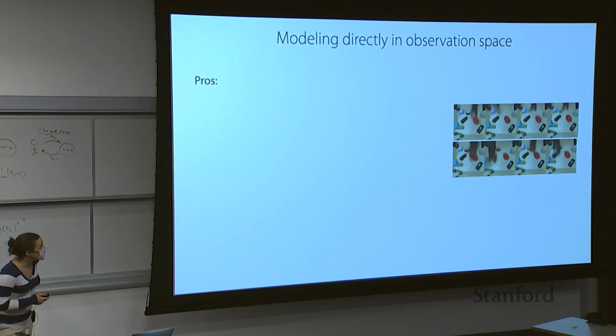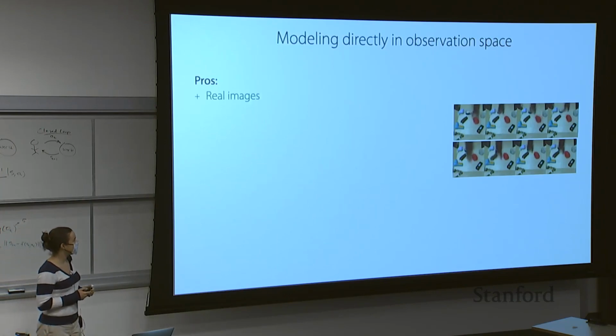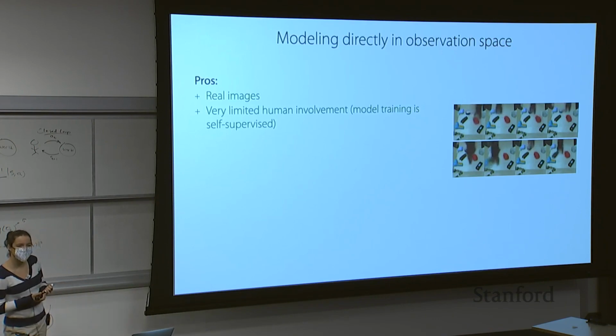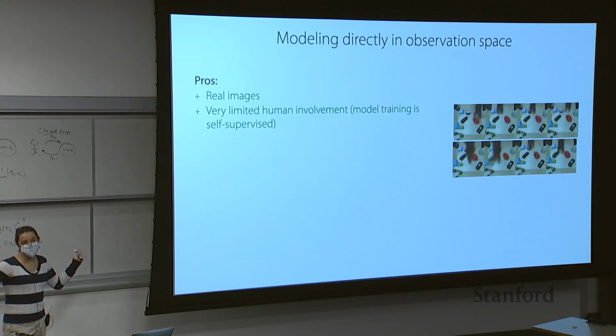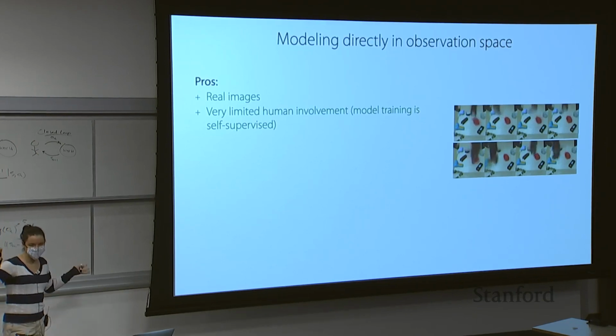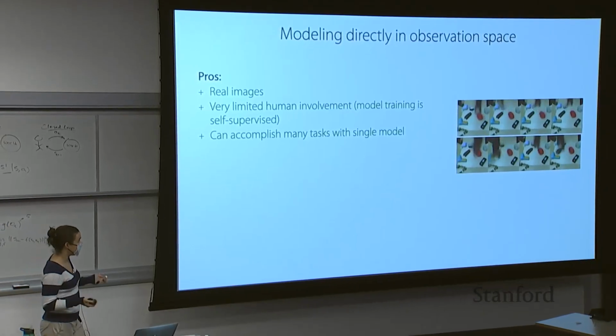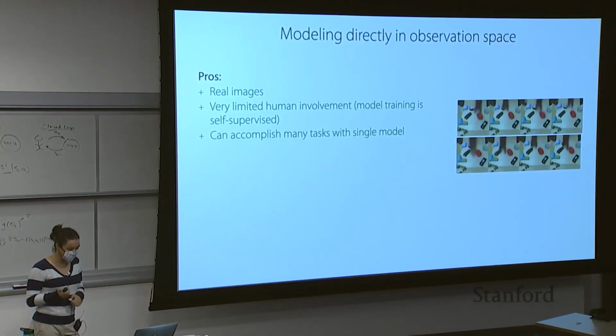So in terms of modeling directly in observation space, one thing that's pretty nice about this, in comparison to some of the other approaches, is that this is operating on real images. It also requires pretty little human involvement. Training this video prediction model is fully self-supervised on your data. And you can also accomplish a lot of different tasks with a single model.